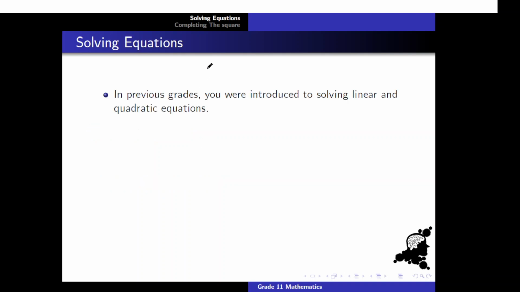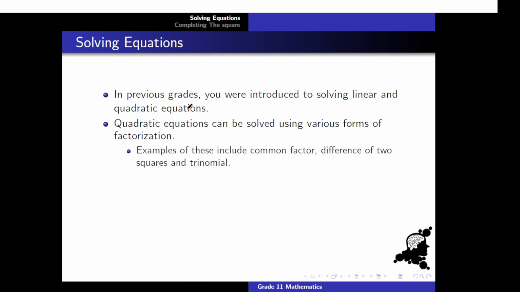As mentioned in the previous videos, in previous grades you were introduced to solving both linear as well as quadratic equations. And as we've said before, a linear equation is an equation whereby the highest exponent of the variable is 1. A quadratic equation is an equation in which the highest exponent of the variable is 2. Now, quadratic equations can be expressed using different forms of factorization. We looked at a couple of them in the previous video. So that included the common factor, the difference of two squares, and the trinomial. There's grouping, there's sum or difference of two cubes, but we looked at a few of them in the last video.